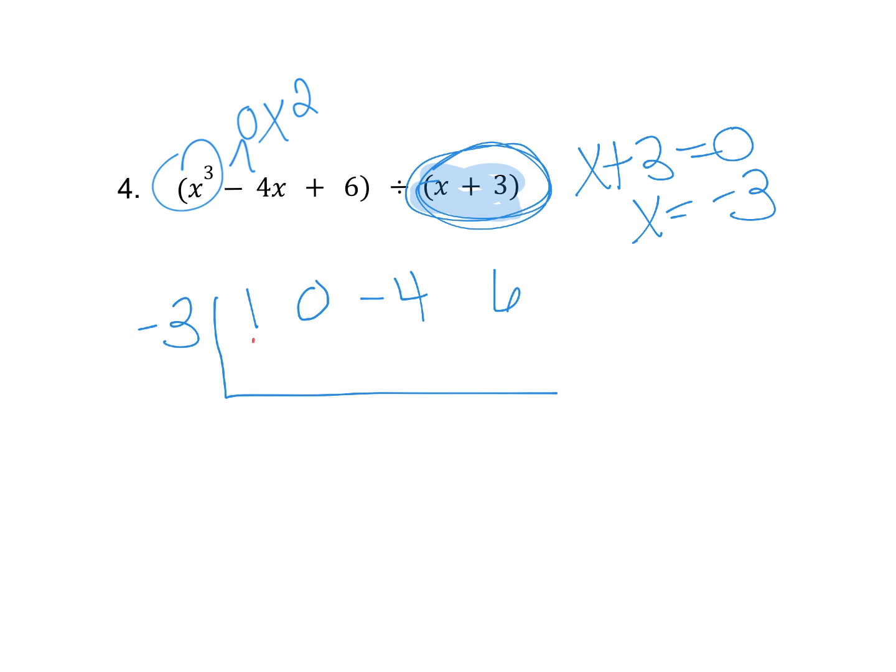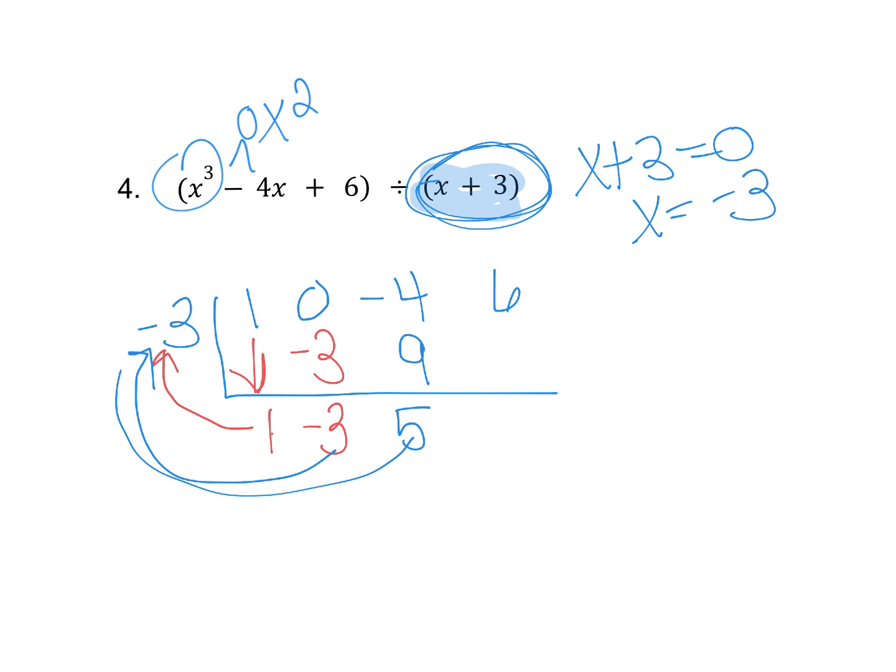Step 1, we drop it down. We have a 1, we multiply around. 1 times negative 3 is negative 3, and we drop it in. We combine vertically: 0 and negative 3 is negative 3. We do the same thing again. We multiply around. Negative 3 times negative 3 is positive 9. Combine. Negative 4 and 9 is 5. 5 times negative 3 is negative 15. Combine negative 15 and 6, and you get negative 9. Remember that last number is going to be your remainder. The other 3 numbers are your coefficients.